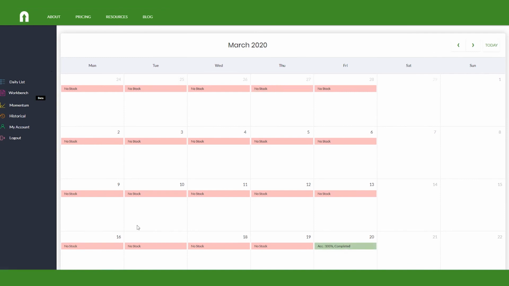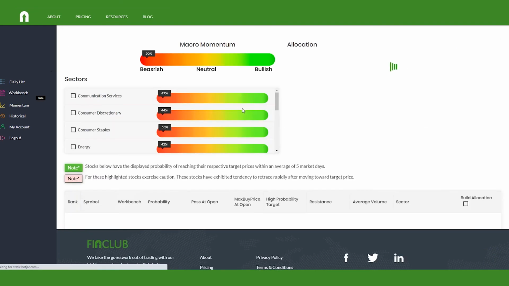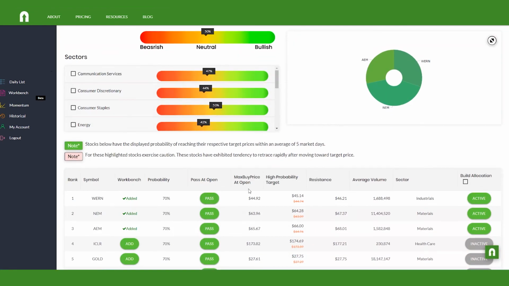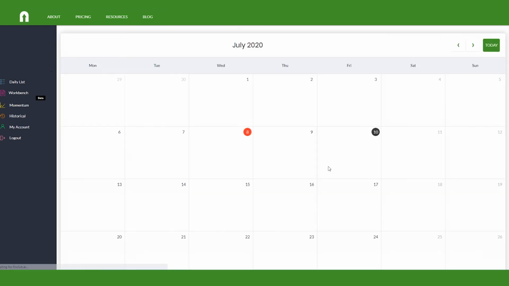Now, also, you'll notice that why was there so many days with no stock? I got to tell you, that's actually one of the better features of FinClub, because while it's great to make money, it's also even better to not lose money. And there will be days where the daily list shows nothing. And when it shows nothing, that's a day where you just close your laptop and head out to do anything else, because there are no high probability stocks for that day.